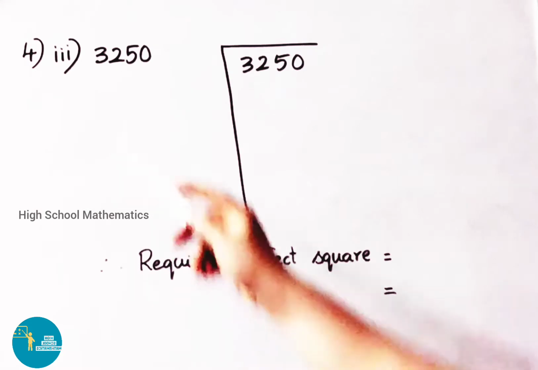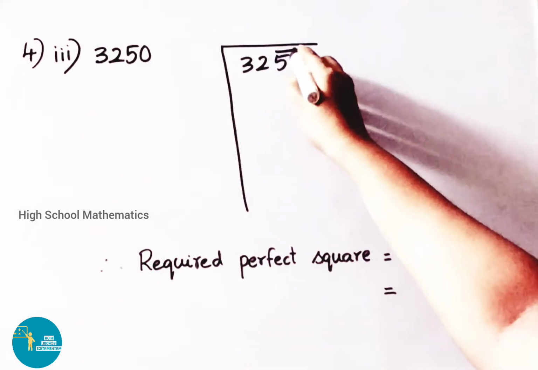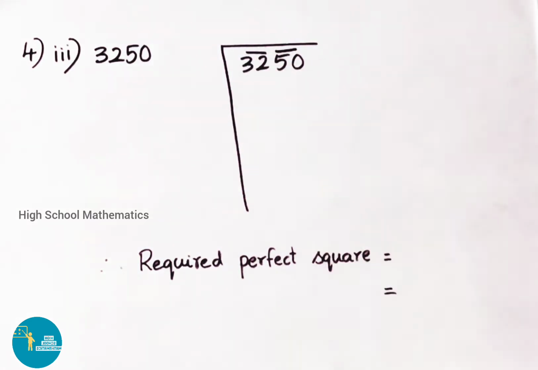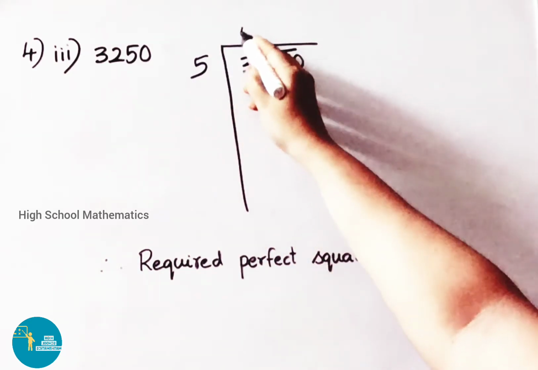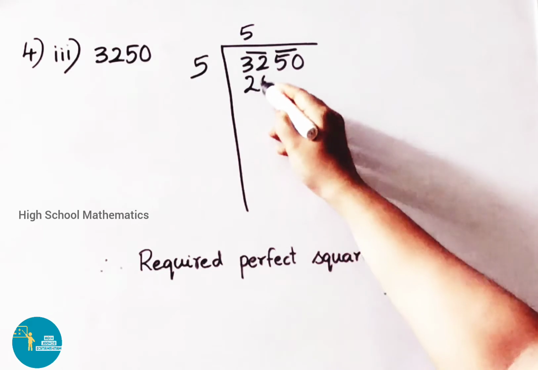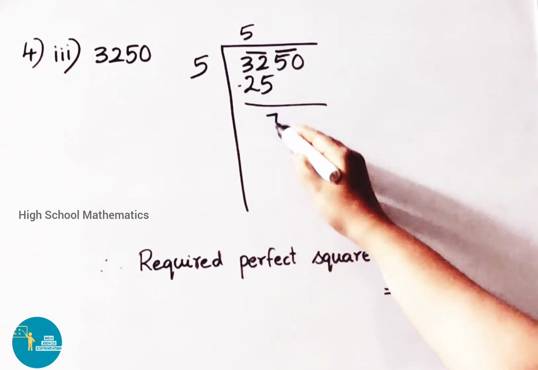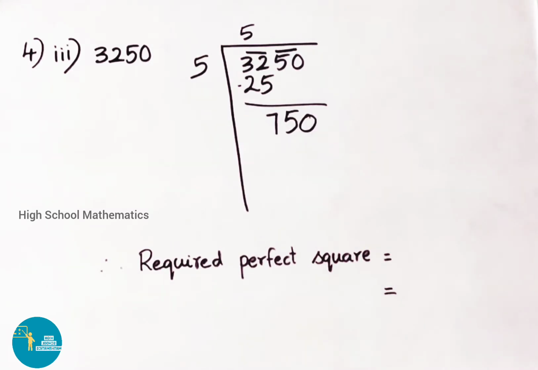See now fourth question, third sum, 3250. Let us find the square root for this number. Write down the given number in pairs. Here the first two digits are 32. So let us take 5 square. That is 5 5s are 25. Now subtract, 32 minus 25 we get 7. Write down the next two digits. Now the number is 750.